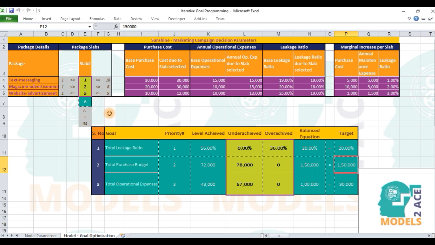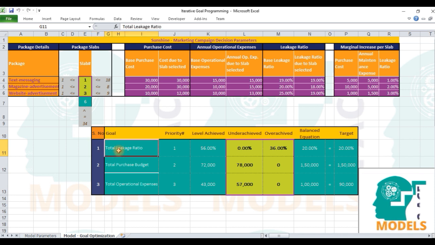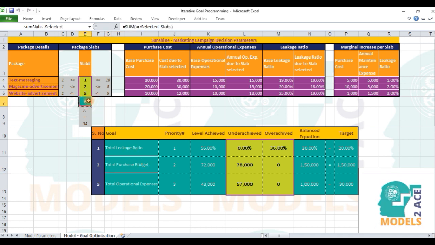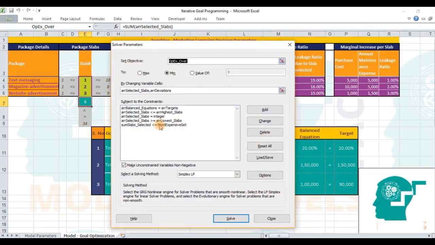€150,000? Please note that the budgetary goal is a lower priority goal. The goal on total leakage ratio has the highest priority. So, when this highest priority goal is being satisfied, the next lower priority goal, which is the second goal on total purchase budget, is not even under consideration by the model. Hence, to have the SumSlabs_selected condition operant even when the second priority goal is not being considered, we must have this SumSlabs_selected condition fed as a constraint to the optimization model.